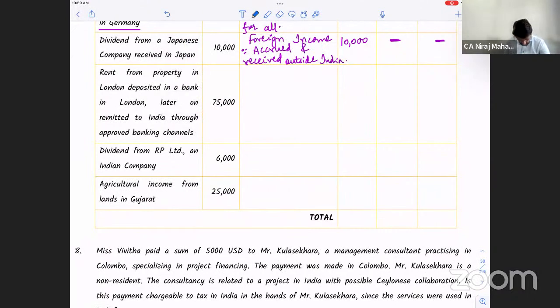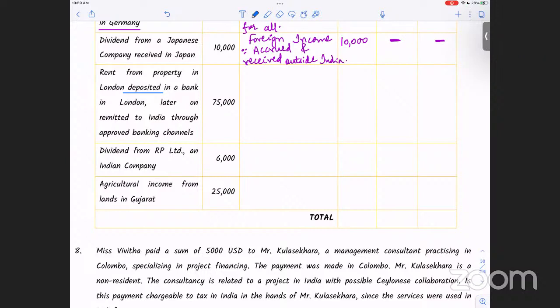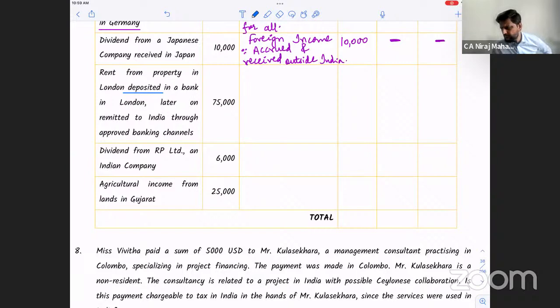Next one, a very good example, pay attention. Rent from property in London, deposited in a bank in London, later remitted to India. Remitted means sent, transferred to India through approved banking channels. Do you think it is foreign income or Indian income? Indian income. Correct. Why? Accrued outside but received in India. What about being deposited in a bank in London?